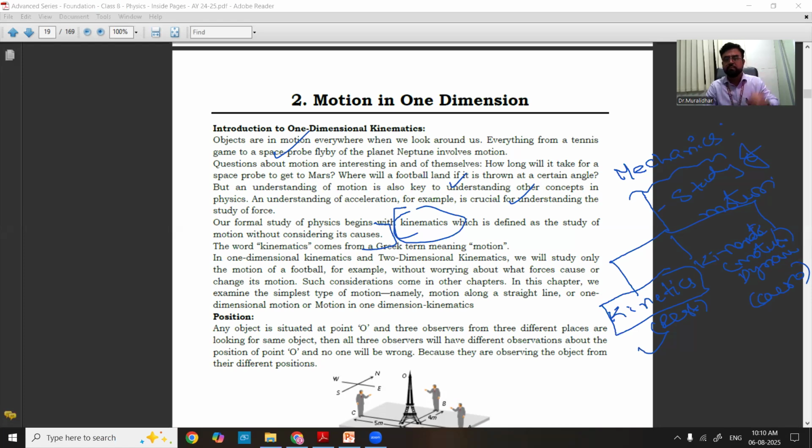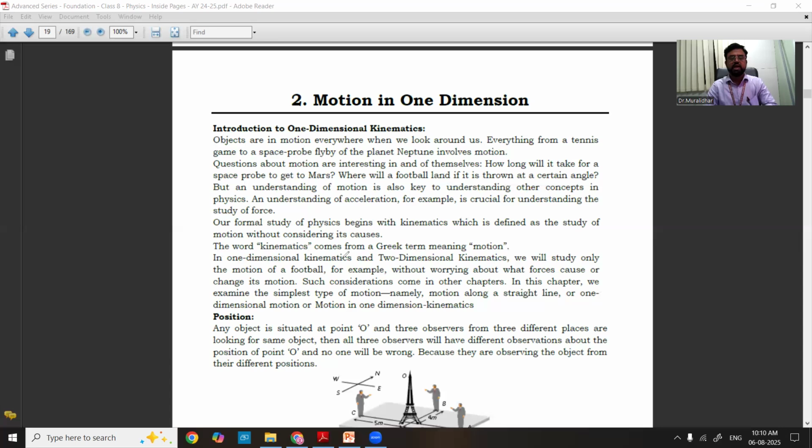Right? Clear? This part you learned already in lower classes. Does any of you recall? So what can you say here? Kinematics is the study of motion of a body without considering the cause. We are not considering what is the cause of motion, but still we are reading about the motion.